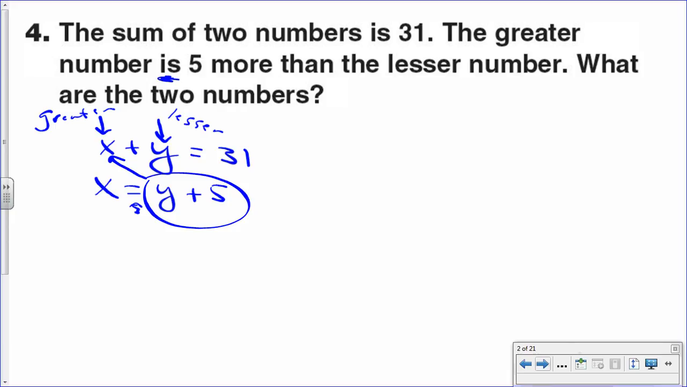Did you get stuck? Confused? What are you confused about? Well, it says what? The greater number is 5 more than the lesser number. We said that the lesser is going to be what? Y, and the greater is going to be what? Okay, so x is the greater. So the greater number, which is x, is going to be what? Okay, 5 more than the lesser. So 5 more than the lesser variable, which is y. Okay?